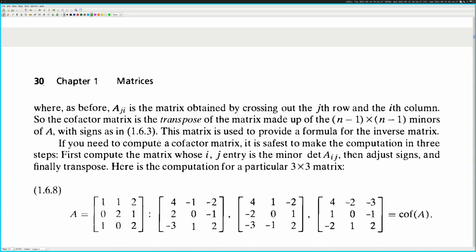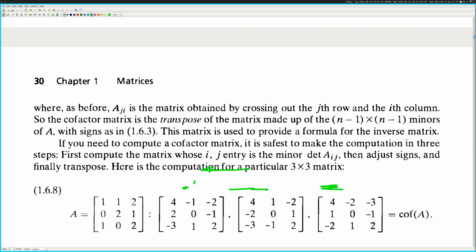If you need to compute a cofactor matrix, it is safest to make the computations in 3 steps. First, compute the matrix whose ijth entry is the minor determinant of A_ij, then adjust signs, then finally transpose. Here is the computation for a particular A: A is equal to [1 1 2; 0 2 1; 1 0 2]. I assume this is the determinant A_ij matrix: [4 1 -2; -2 0 1; -3 1 2]. So these are the determinants, then adjust the signs, then take the transpose.